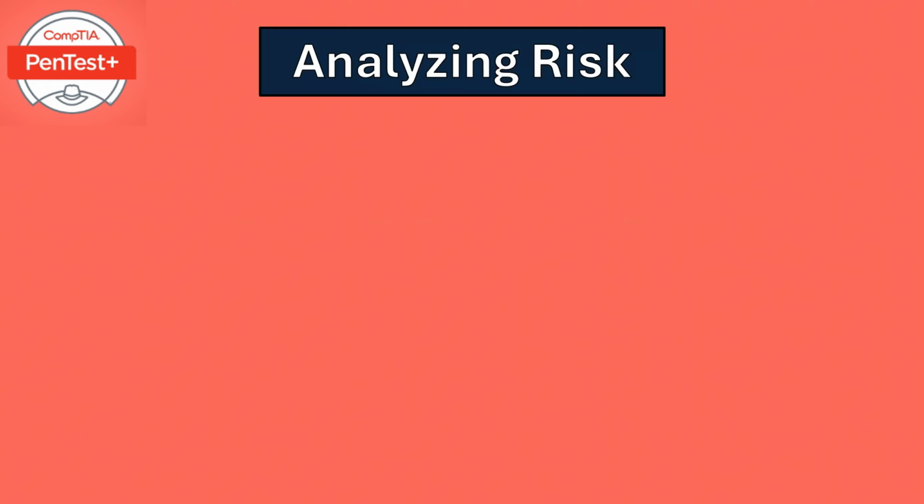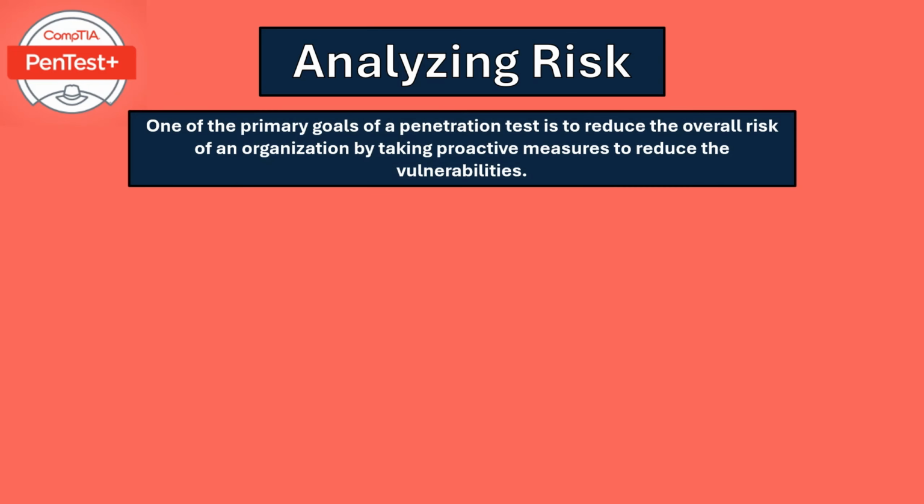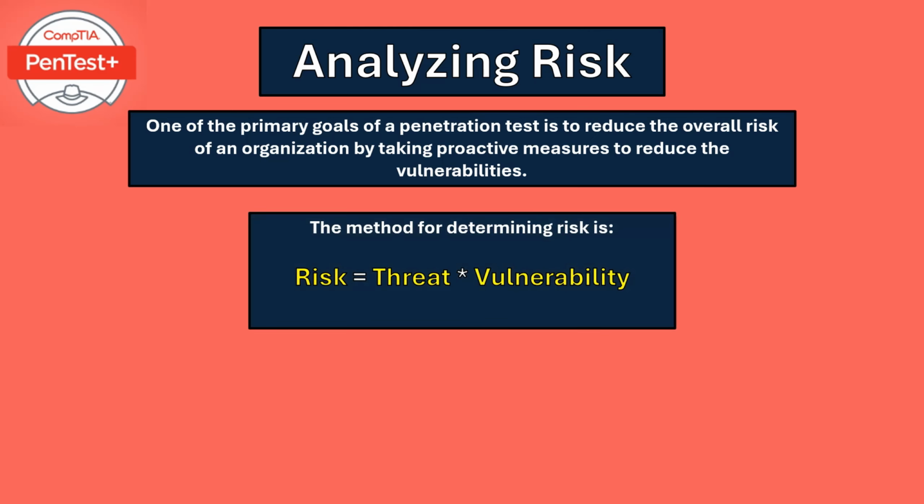One of the key components of a penetration test is analyzing risk. One of the primary goals of a penetration test is to reduce the overall risk of an organization by taking proactive measures to reduce the vulnerabilities. The method for determining risk is: risk equals the threat times the vulnerability.